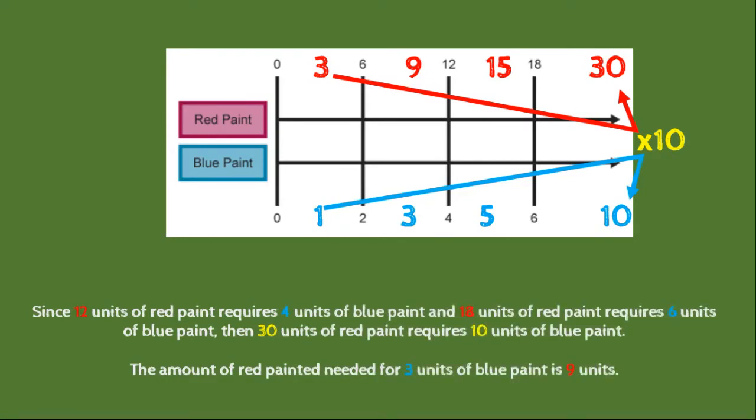So another way of saying it is, since 12 units of red paint requires 4 units of blue paint, and 18 units of red paint require 6 units of blue paint, then 30 units of red paint require 10 units of blue paint. The amount of red paint needed for 3 units of blue paint is 9 units, which is also represented in our line graph. We can easily derive these ratios through just looking at the numbers in the vertical sections of the line graph and just plugging in and assuming their ratios. They're all equivalent ratios.